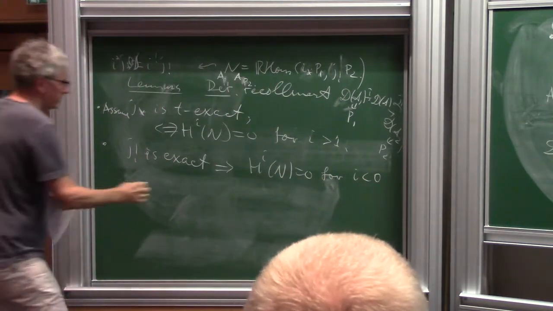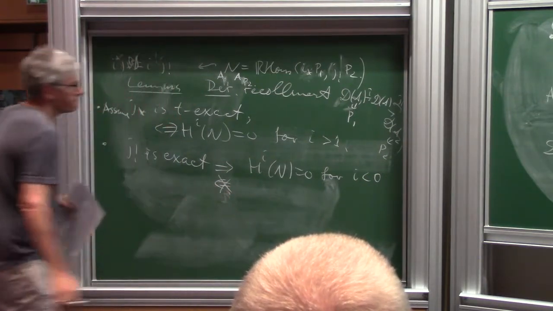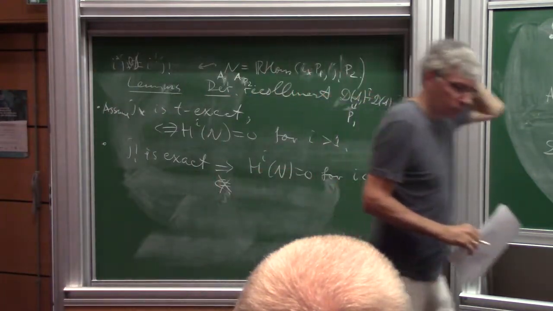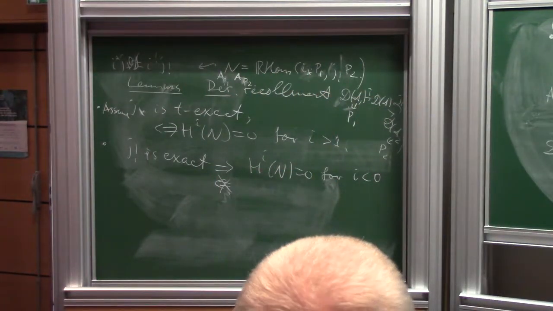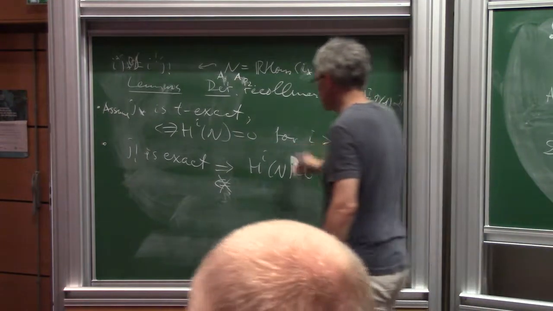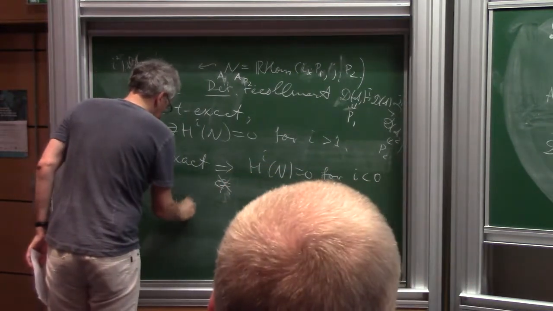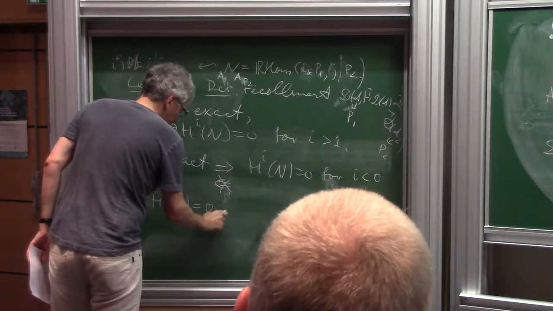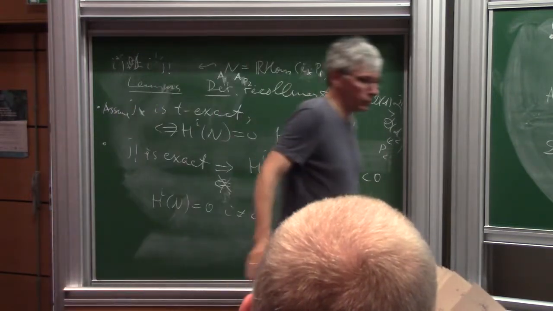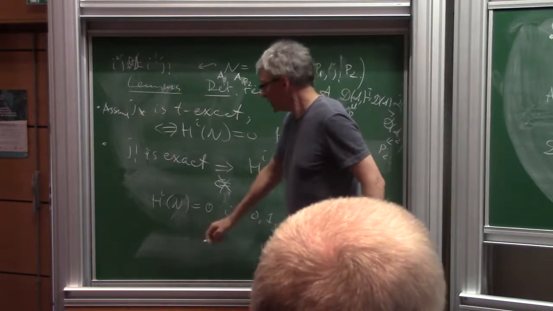But the inverse is not true in general. It is true if your quotient category is the direct category of vector spaces. And in fact, these two conditions, that H^i of N is 0 for i not equal to 0 and 1, are kind of distinguished and important. So if you know that j_! and j_* are exact, then I'm satisfied.